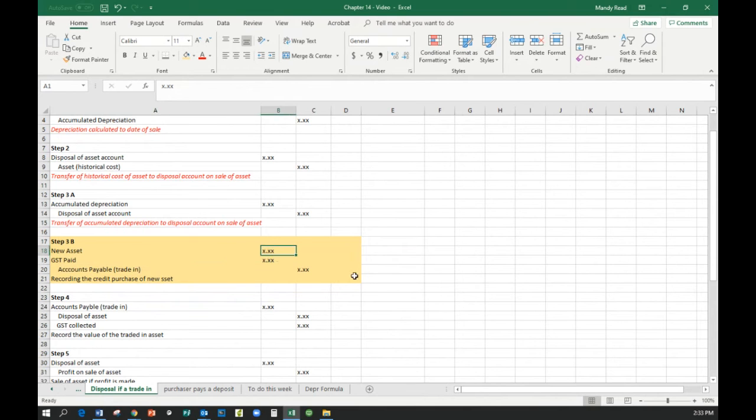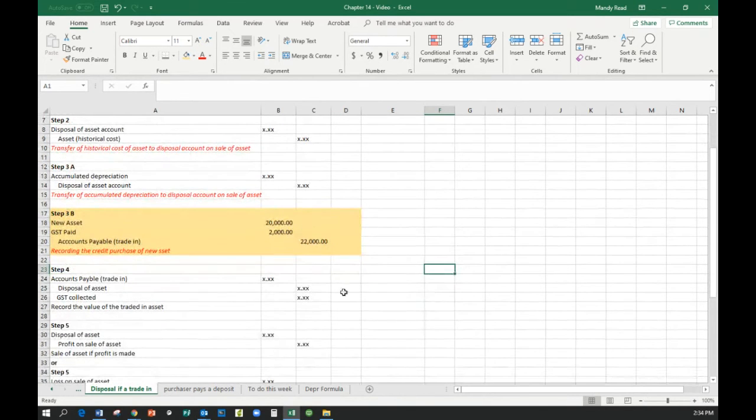In 3B, we are told in the example on page 34 that the new asset is worth to us $20,000. The GST paid on that asset is $2,000. So the total price of that asset is $22,000. So you record it as if you were purchasing the whole asset on credit.